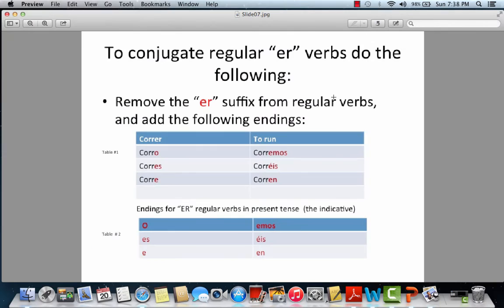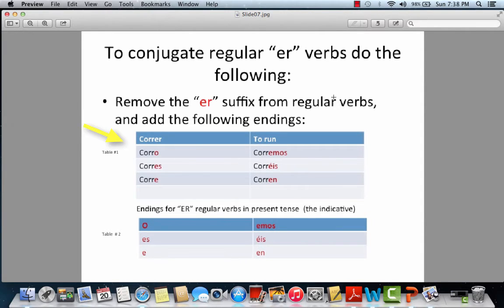ER verbs are conjugated the same way as AR verbs. Only for ER verb, one must use ER endings. In table number 2, you can see the ER endings. ER and AR endings are similar. The difference is that ER verbs use the letter E and AR verb use the letter A in their endings.